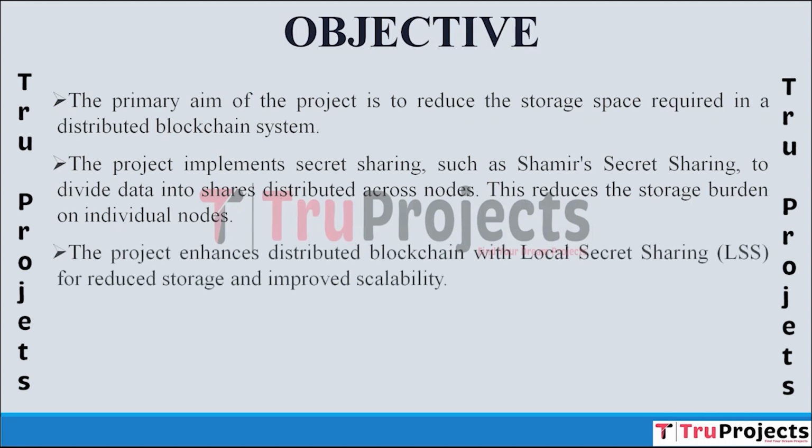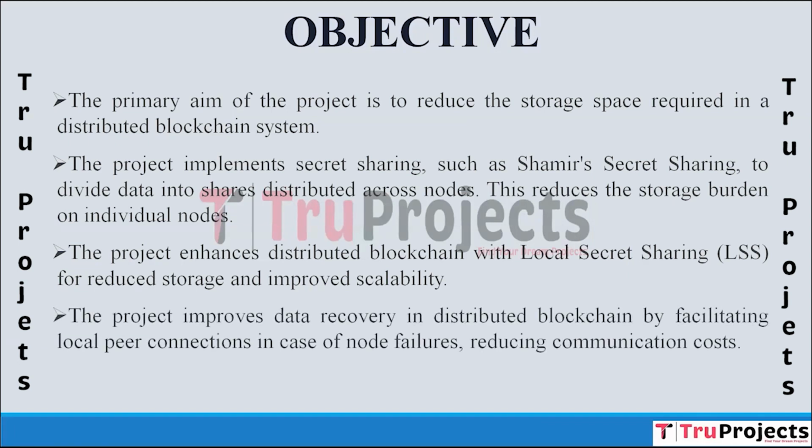The project goes a step further by introducing local secret sharing (LSS) as a solution. LSS is a method that enhances distributed blockchain by combining global data, such as hash codes, with locally stored data like private keys. This segregation of data helps reduce overall storage requirements and improve scalability.